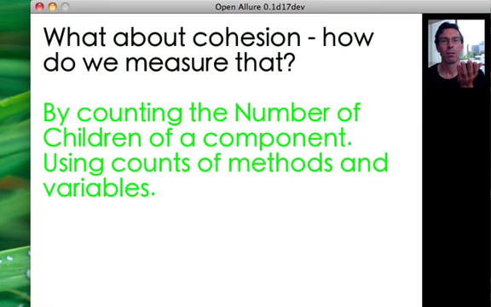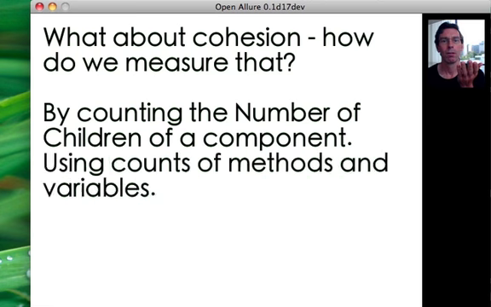What about cohesion? How do we measure that? By counting the number of children of a component, using counts of methods and variables. This is another of the CK metrics, but it counts more for structural linking than cohesion. Yes, that's it. This is not easy though, and is generally more subjective than the measurement of coupling.